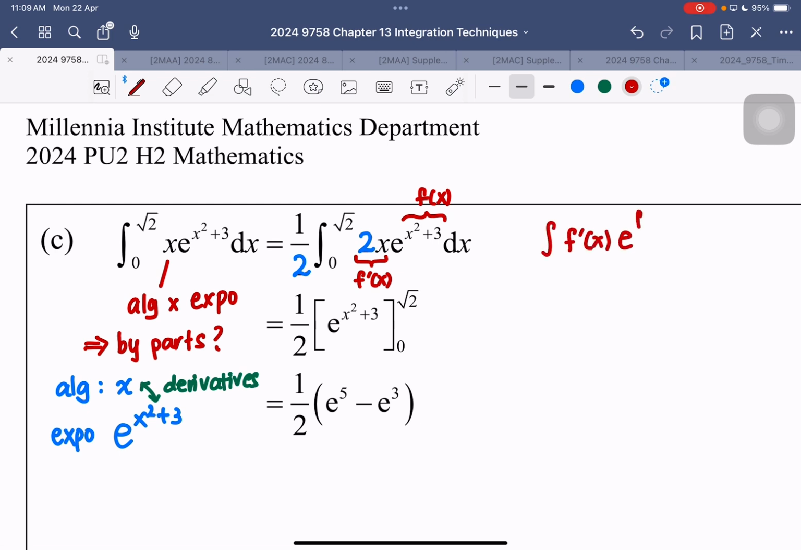So in other words, this is the preferred method to integrate this expression, where the answer is just e to the power of f(x) plus c. For this, there is no plus c because there are limits there. So you need to solve for the exact value of this definite integral.